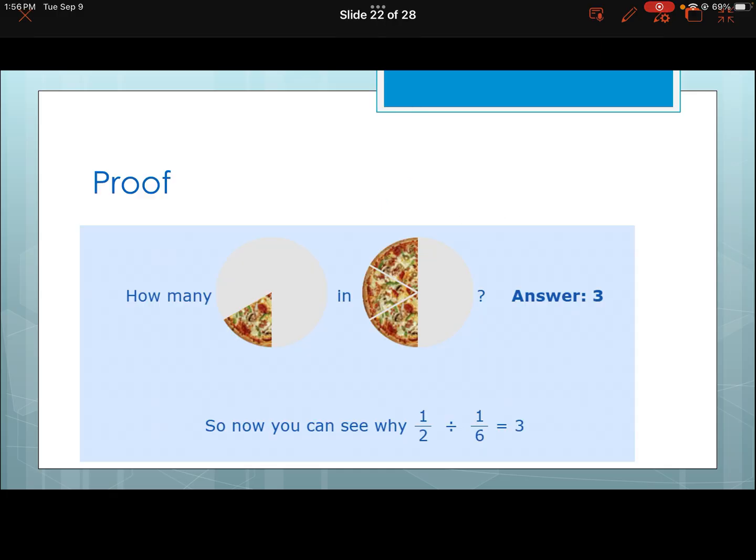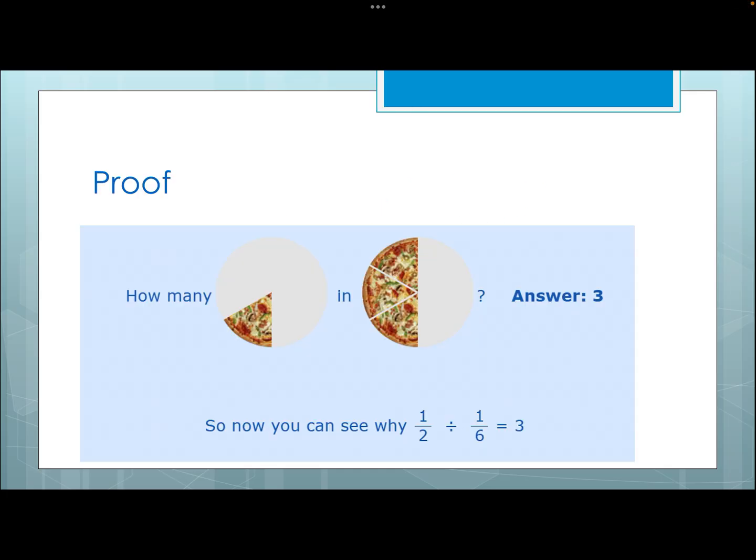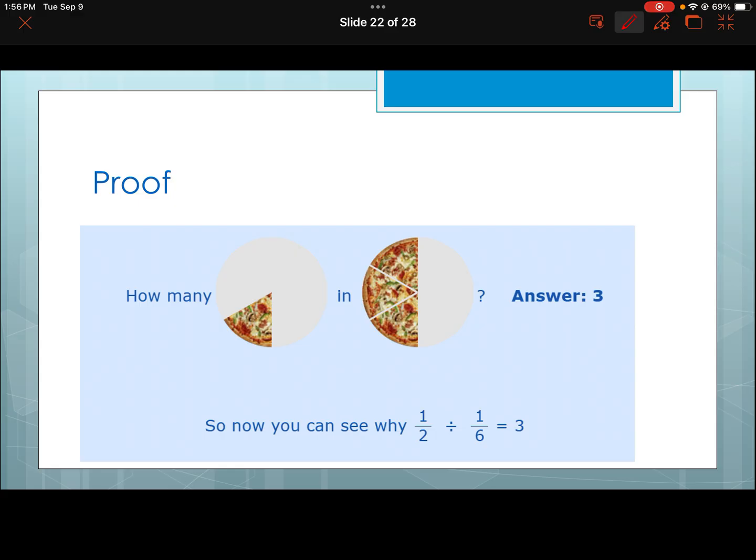Okay, here's your proof then. So remember the question said a half divided by a sixth, and that's what this is. This is a half, and this is a sixth. So it's saying how many sixths go into a half, and when it's shown like this, you can easily see it's 3. And that's the answer we got, isn't it? 3, right? So this kind of shows you that this is the way it works. This is what we do.